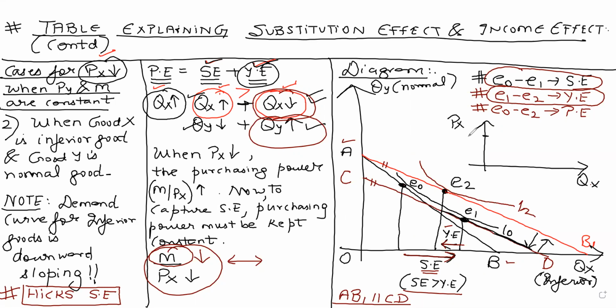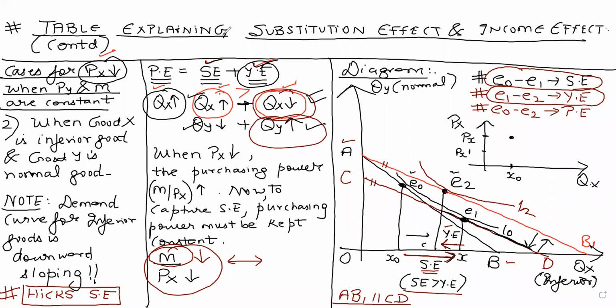initially our price was Px, and I can label this as X0 guys, this is X1 and this is X2. Okay, so initially my demand was X0. When my price falls from Px to Px dash, ultimately we are moving from E0 to E2, so my X is rising. So from X0, one more thing I want to make clear, this is X1.